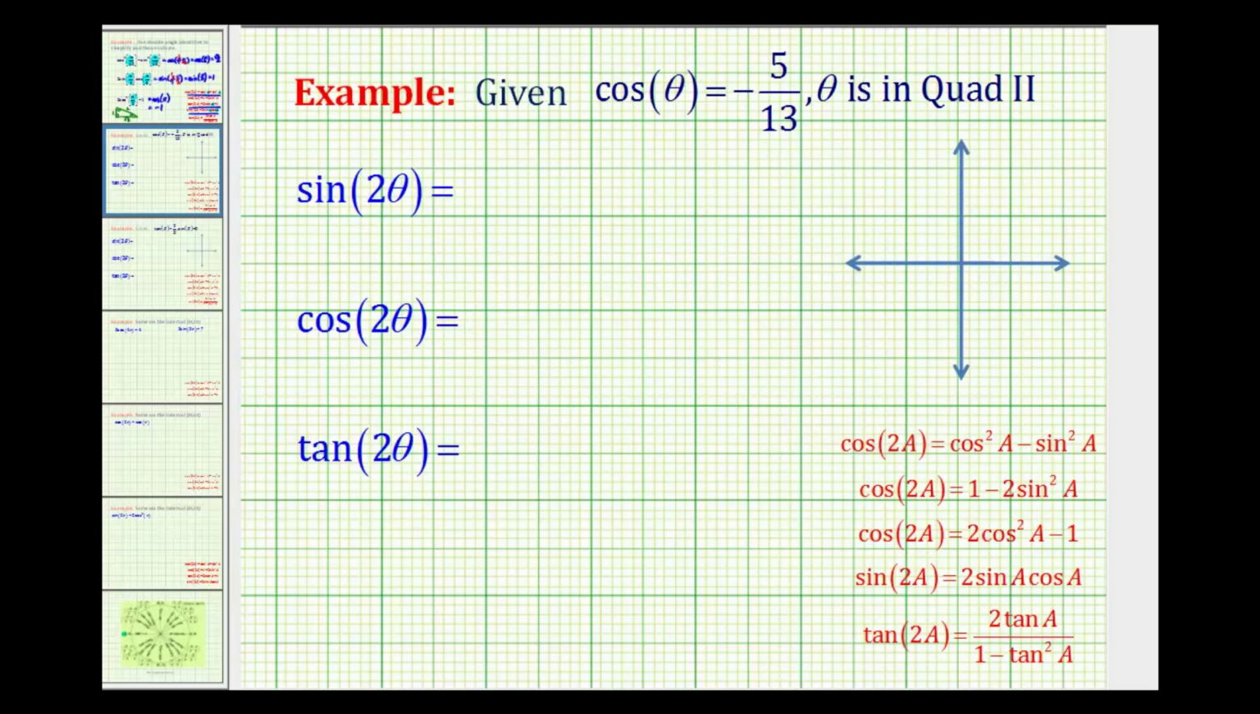In this example, we're given that cosine theta equals -5/13 and theta is in quadrant 2. We want to determine sine of 2 theta, cosine of 2 theta, and tangent of 2 theta. Looking at our identity for sine of 2A, sine 2 theta equals 2 sine theta times cosine theta. So let's create the reference triangle for angle theta in the second quadrant so we can determine the other trig function values for angle theta. We know the terminal side of the angle is in quadrant 2.